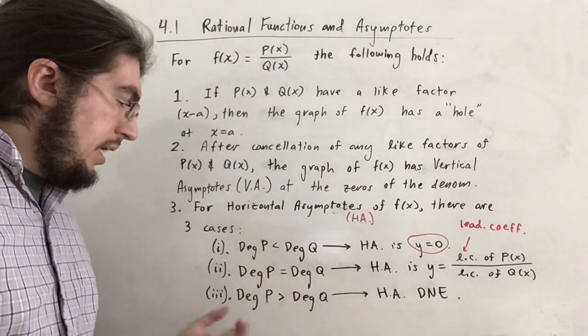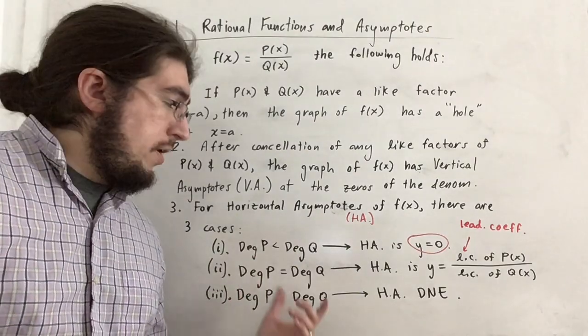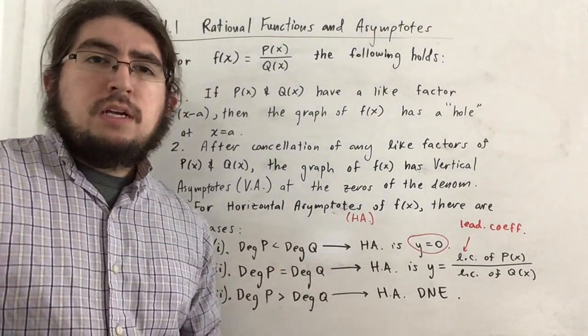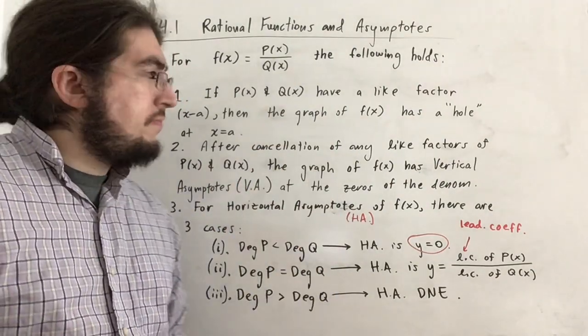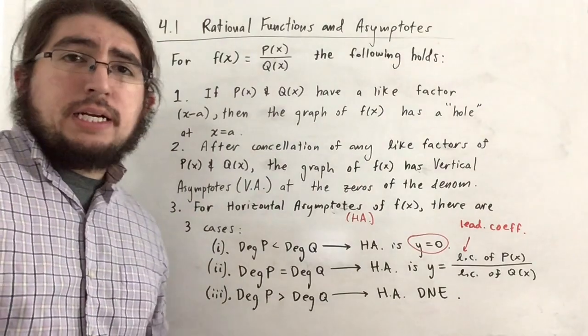And finally, if the degree of the top is larger than the degree of the bottom, then there is no horizontal asymptote. So for horizontal asymptotes, there's only one, as opposed to vertical asymptotes, where there could be many. And that's really all I want to say. Now we'll take a look at some examples.